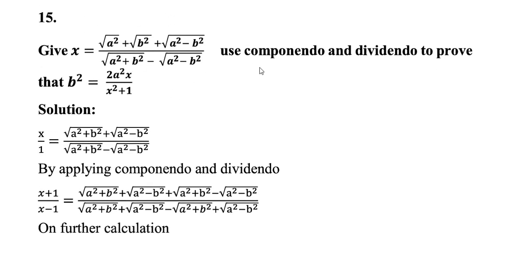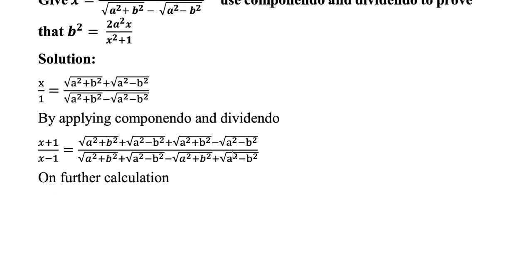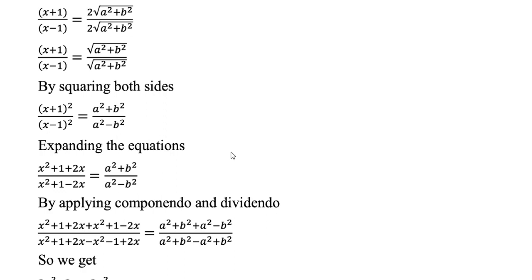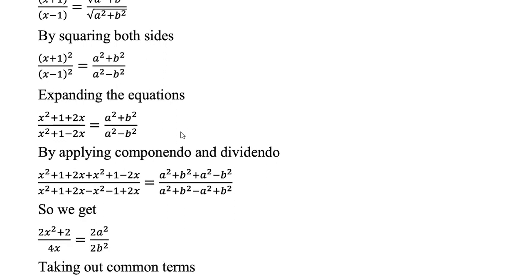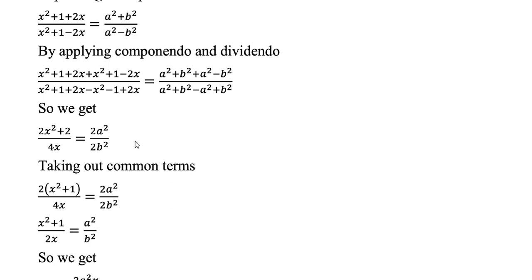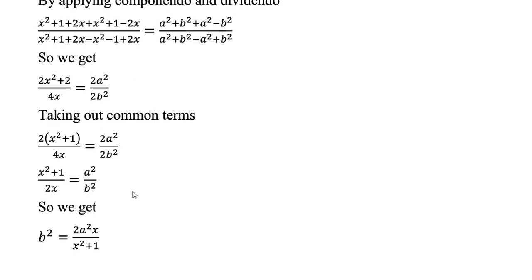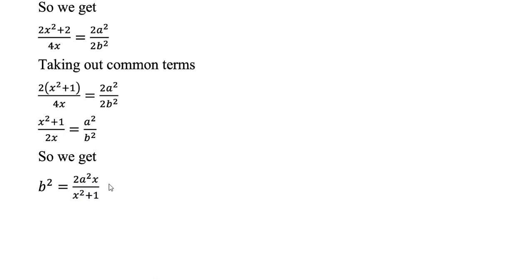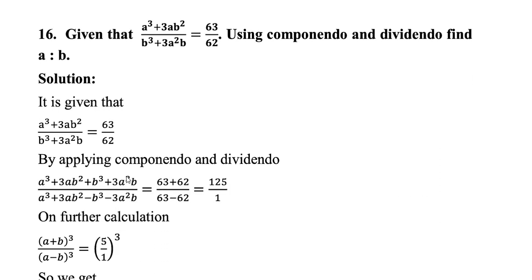If x is equal to this one and applying the componendo and dividendo, prove that b square is equal to 2a square x divided by x square plus 1. So first I will write this. After applying the componendo dividendo, a few steps of calculation. After that squaring both the sides. After that again apply componendo dividendo. After that a few steps of calculation, you can take a screenshot of my calculation. So you will get b square is equal to 2a square x divided by x square plus 1. Okay, come to the next problem.